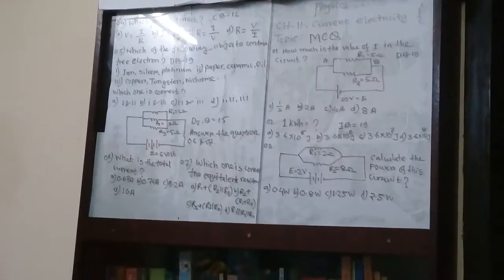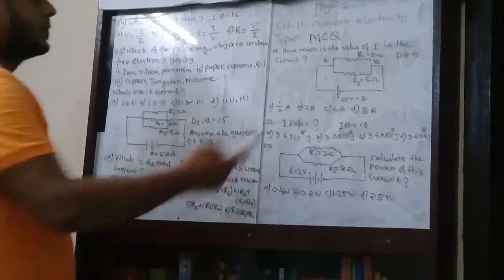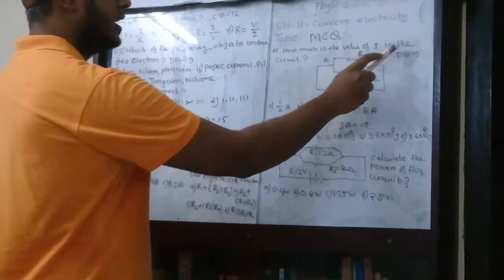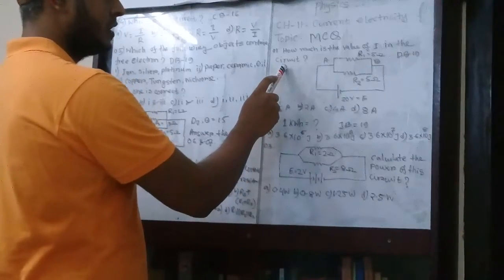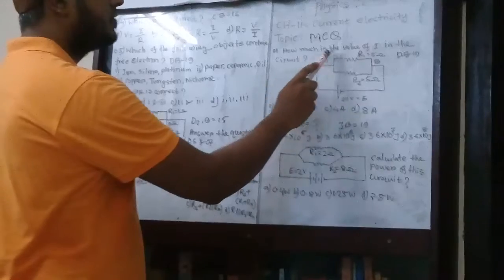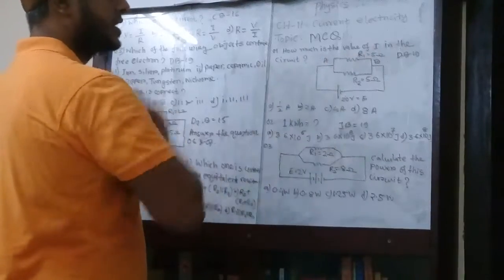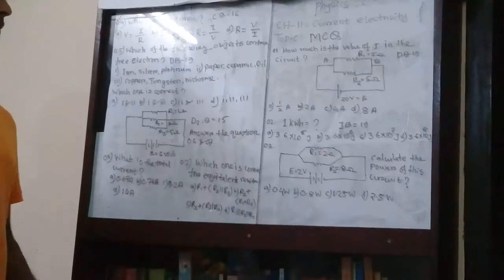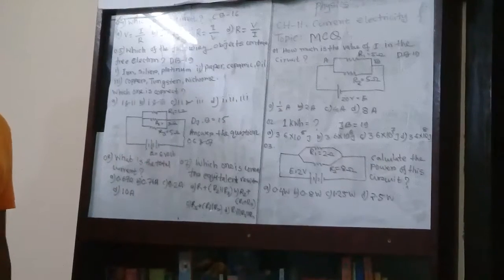In the first board question, we see how much is the value of I, the current, in a circuit. I repeat, how much is the value of I in the circuit. Boys and girls, this circuit is a board question. This board question appeared in Dhaka Board 2019.